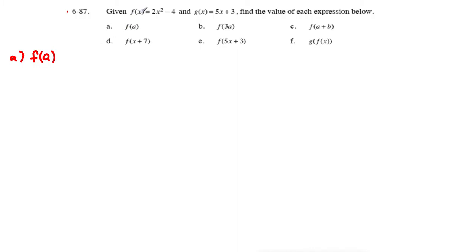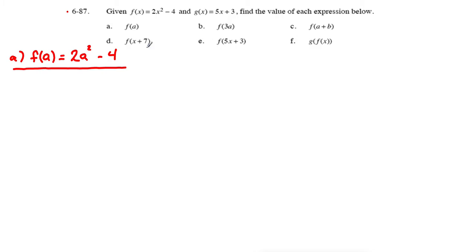We know that f of x equals 2x squared minus 4. All we're going to do here is replace our x with our a. So we end up with 2 times a squared minus 4. That's all we can do with this one. There it is. Let's go on to letter B.